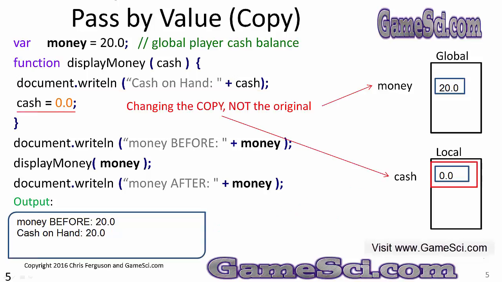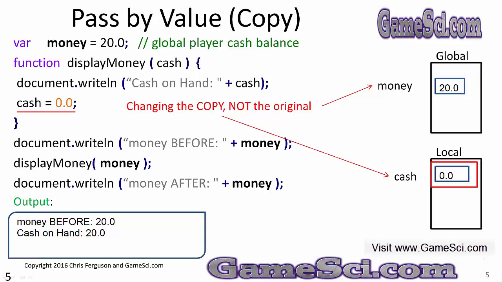But now we're going to change the parameter. We're going to say cash equals 0.0. We're going to take away all the money. We're going to be changing the copy. Notice what changed to 0. The copy changed to 0. So this changed to 0.0. What did not change? The original variable, money, which was passed, did not change. Cash is a copy, so we changed the copy. We did not change the original. So if we were to print out what the cash was, we'd see 0.0.